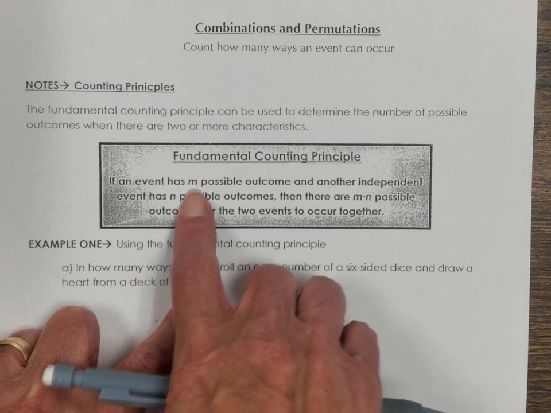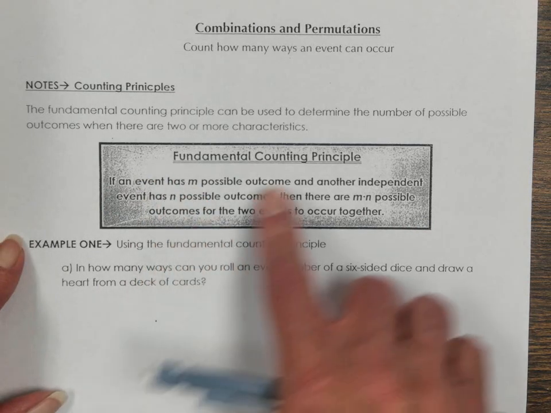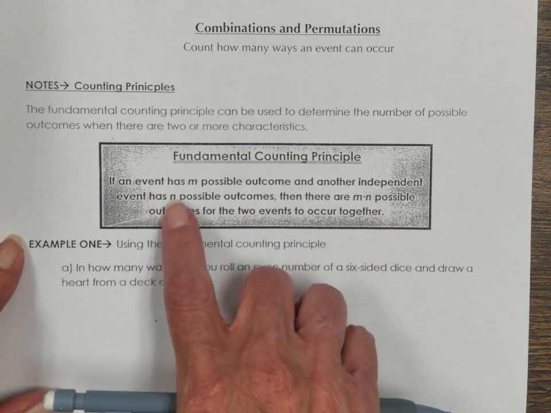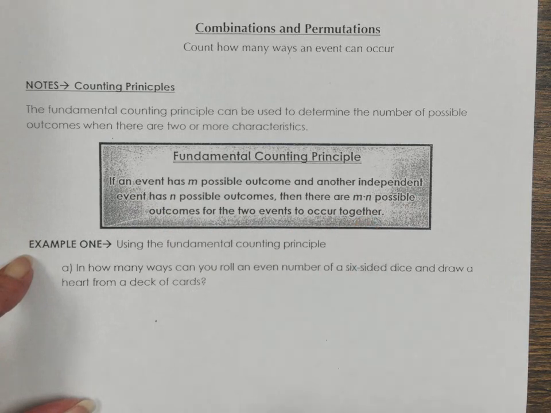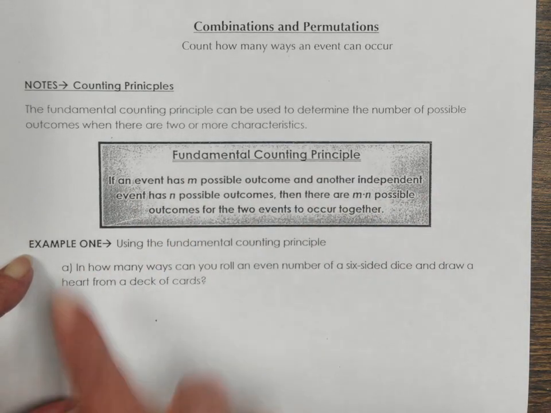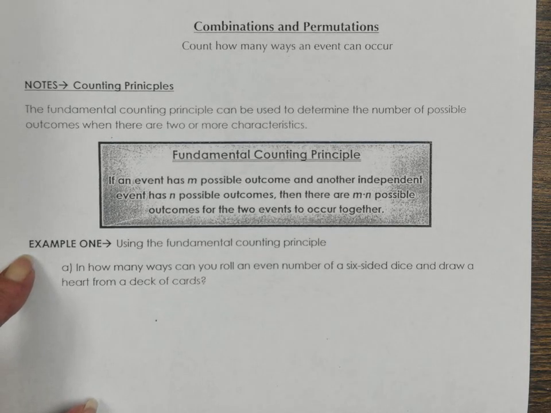If event M, as in Mary, stage 1, and another independent event, stage 2, then we multiply them together, and that'll give us the total possible outcome number. And that's the denominator that we're looking for.